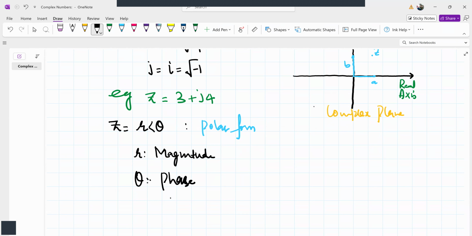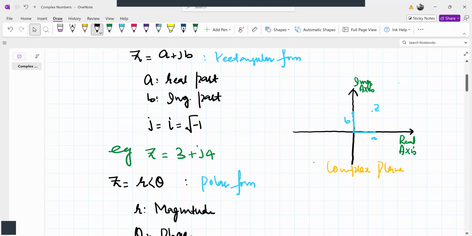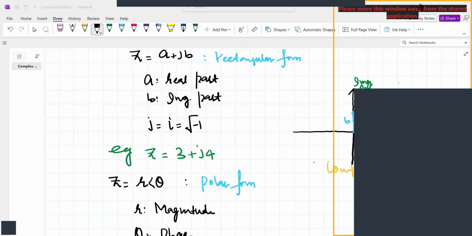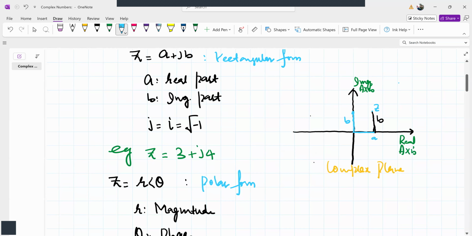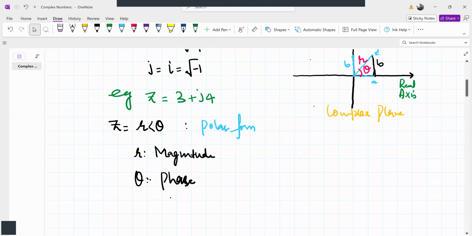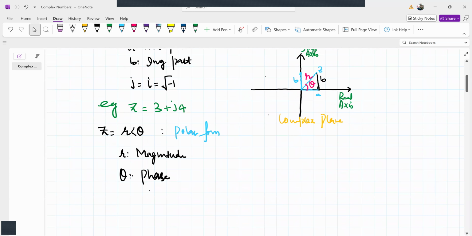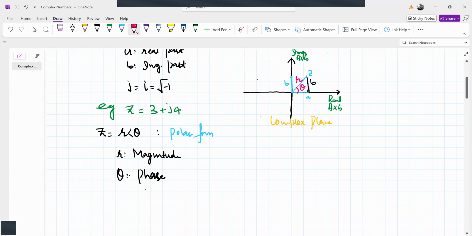Now what's the relationship of this polar form with the rectangular form? If you look at this graphical representation, and if we use the Pythagoras theorem, we know this will be b, and if we complete this triangle, then this here will be r and this will be theta. So if you use the Pythagoras theorem and trigonometric identities, we'll see r will be simply equal to under root of a square plus b square, and theta will be equal to tan inverse b by a.